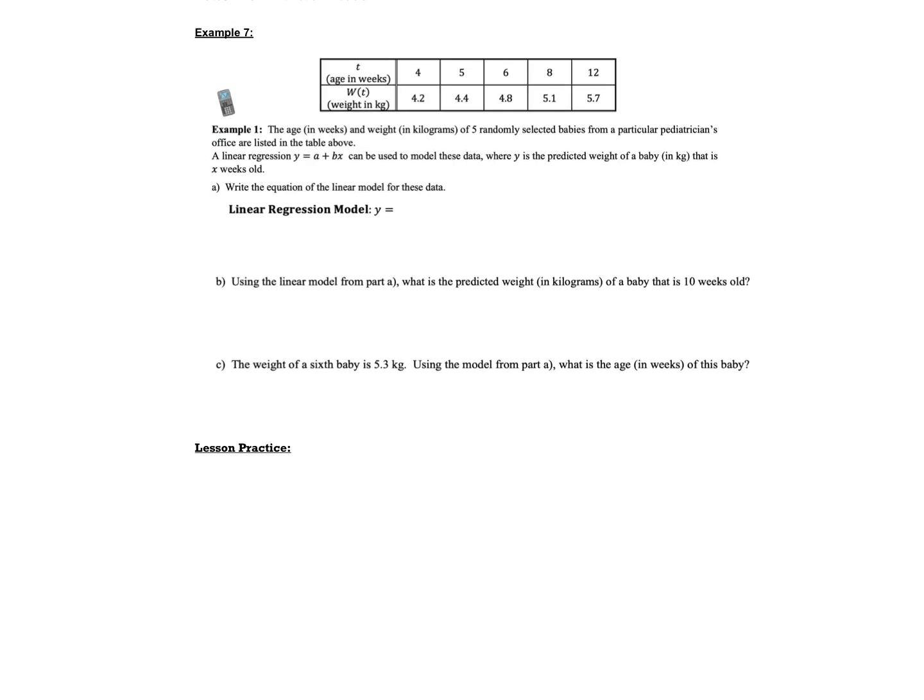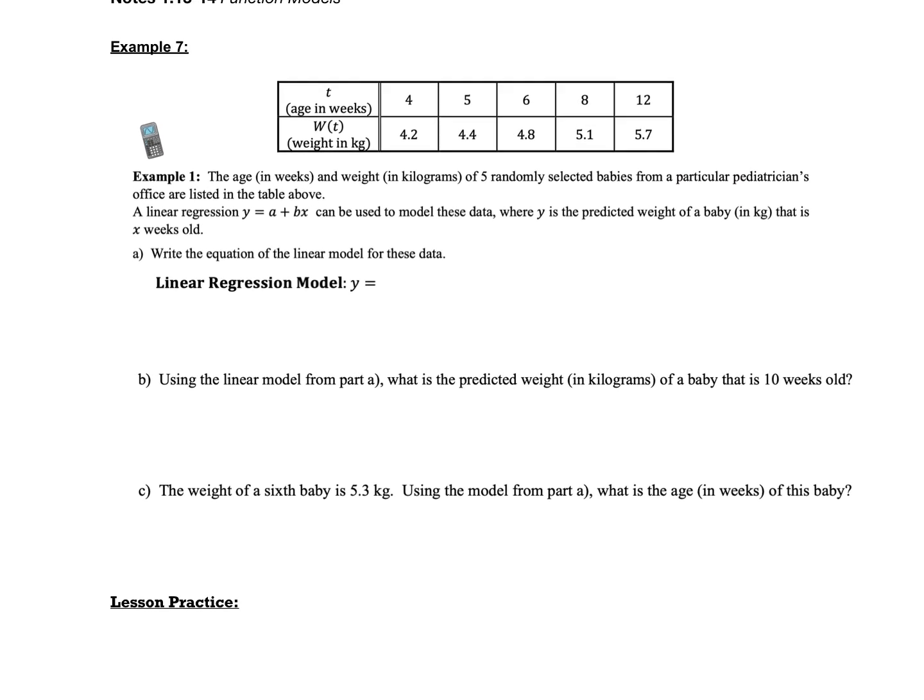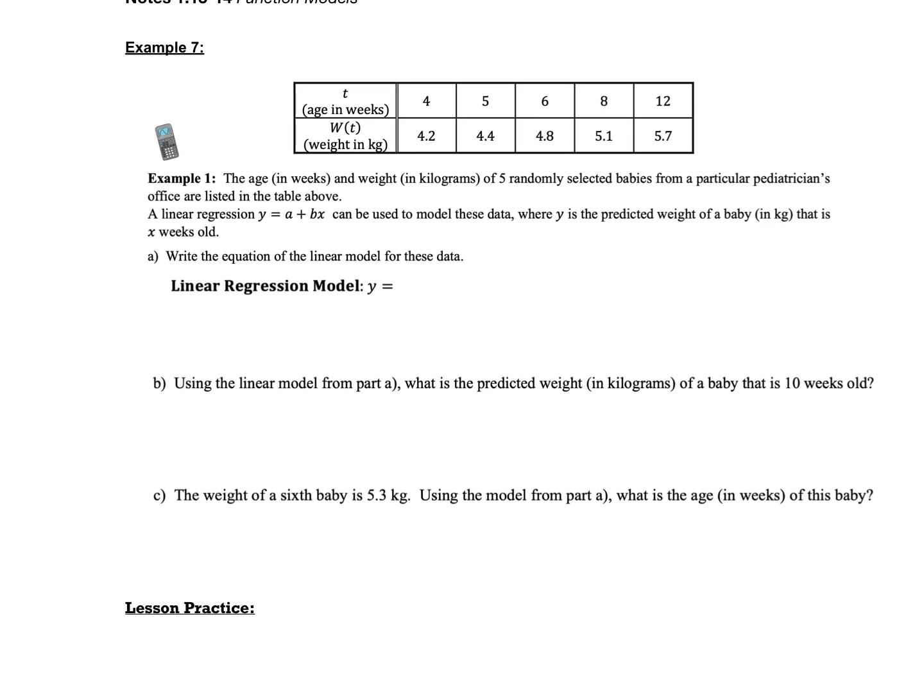All right, so let's do one together. I'm going to pull my calculator app up. Now, one of the things that I want to highlight for you: we're talking about the age in weeks and the weight in kilograms of 5 randomly selected babies. Notice right here, it says a linear regression, y equals a plus bx. So it wants me to choose number 8. It's telling me the form to use.